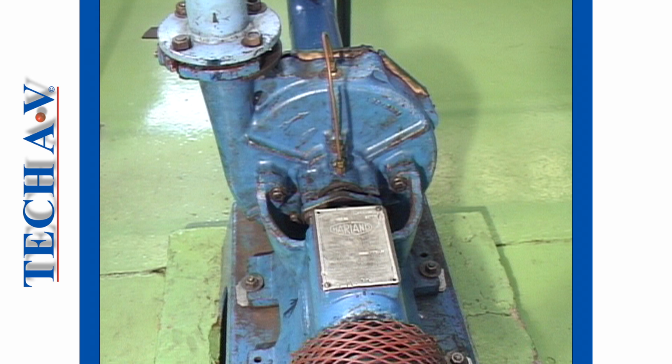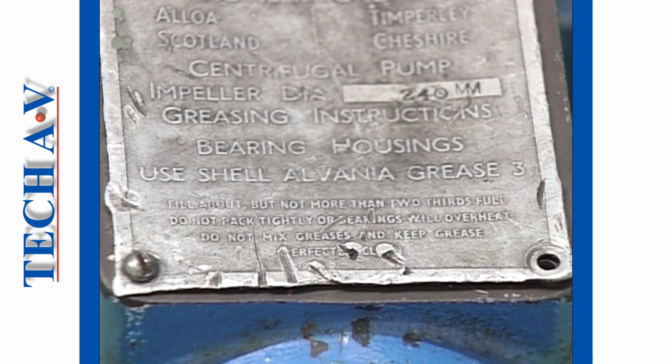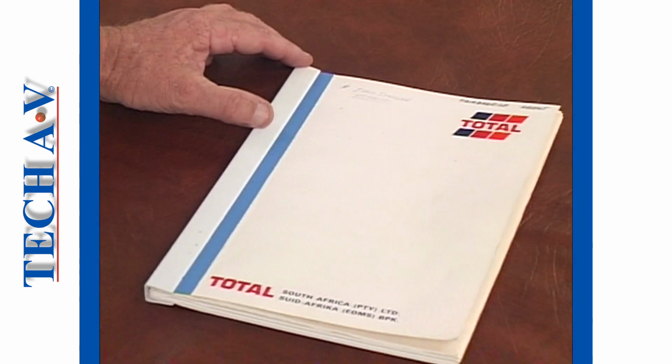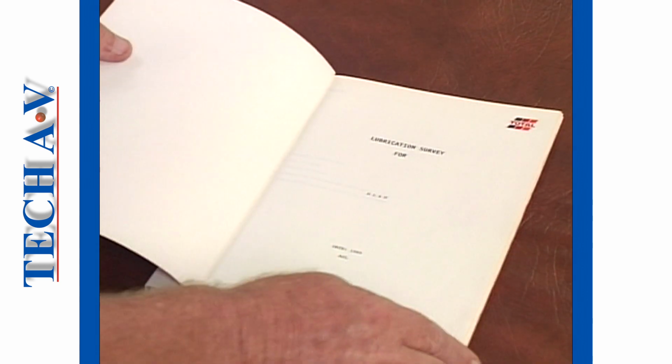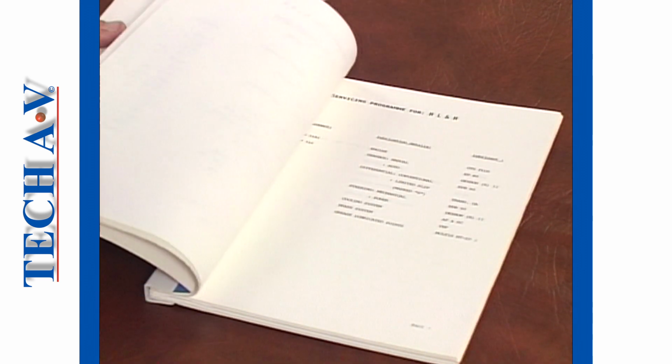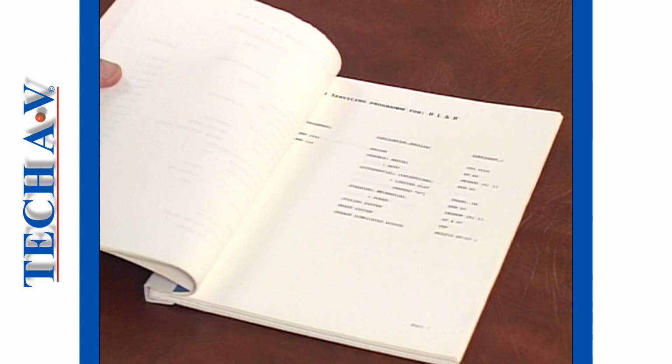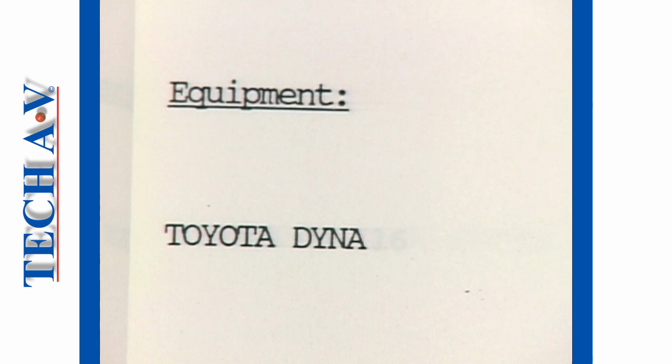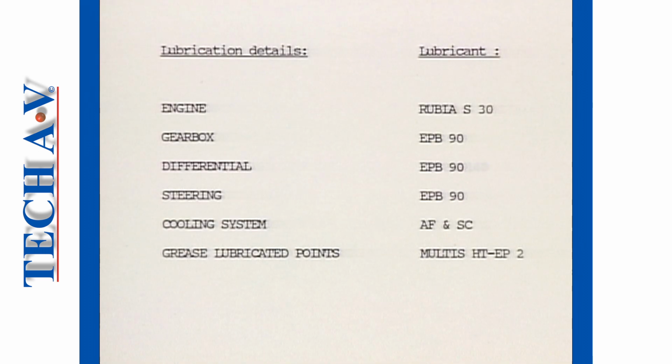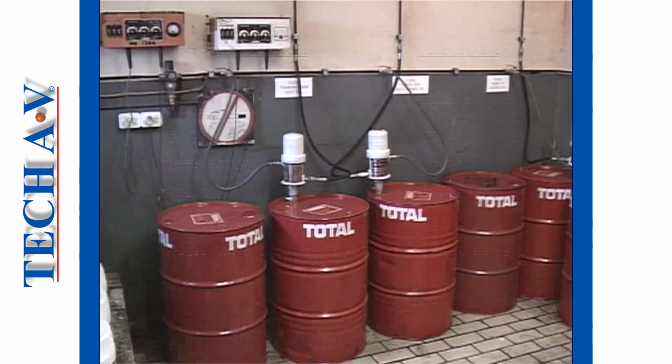Many industrial machines have specification plates, which often give the recommended lubricant type to be used. Another method is called a service program. Here, every piece of equipment used by the company has its own page, and all the lubrication types for each component are listed next to the item.